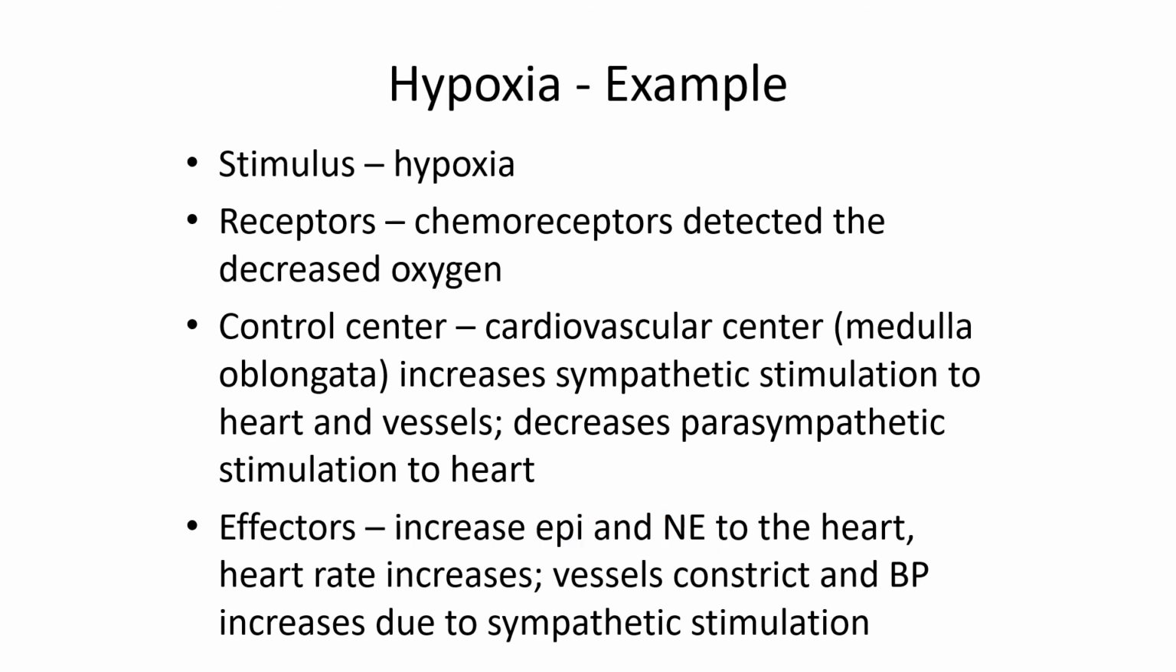All right, so one more example here, hypoxia. Hypoxia means low oxygen levels. Okay, and of course, this is something our respiratory system is helping us manage. So if you have oxygen that's too low, once again, this is a chemoreceptor that picks up on the problem. The cardiovascular center increases sympathetic stimulation to heart and vessels, causing heart rate and blood pressure to increase, and we decrease parasympathetic stimulation to your heart.